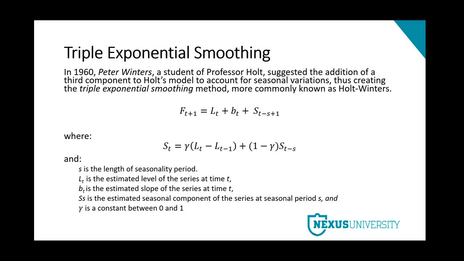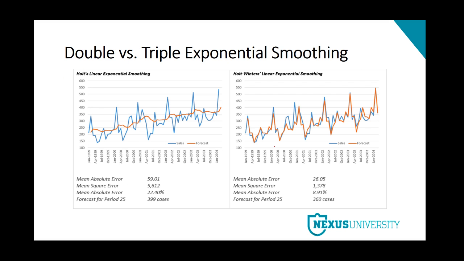A few years later, one of the students of Professor Holt suggested the addition of a third component to the double exponential smoothing method to consider seasonality variations, thus creating what we now call the Holt-Winters methodology, which takes into account level, trend, and seasonality, and incorporates a third factor known as gamma, which is also an arbitrarily selected factor between 0 and 1, similar to alpha and beta. As you will see in the tutorial, applying the methodology using StatTools will give us this result.